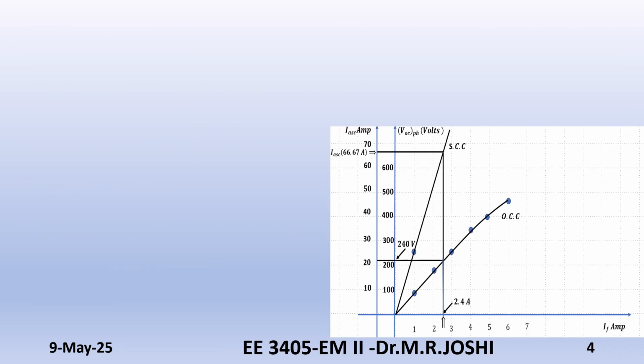Now we can plot the graph. First, we plot the open circuit characteristics. Second, we plot the short circuit characteristics. With the value of ISC known, we can calculate the open circuit voltage. So first, with the data from the previous table, we plot the open circuit characteristics. All the data are marked and then we plot the graph. For the field current of 1 ampere, the short circuit current is given as 25 ampere, which is ISC as 25. With this data, we plot the short circuit characteristics.